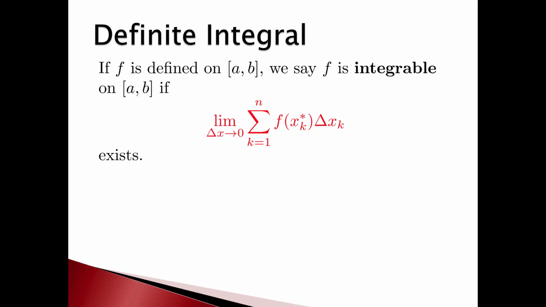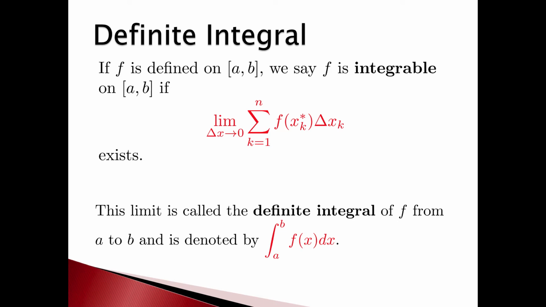Now multiply that by the width of the interval, add all those pieces up, and take the limit as our pieces get smaller and smaller and smaller. If that limit exists, then we say that our function is integrable, and this limit is what we're going to call a definite integral. Okay? And now notice that I write the integral symbol. It looks an awful lot like the symbol we use for an indefinite integral. It's a little squiggly S sign. But now we have upper and lower limits, right?